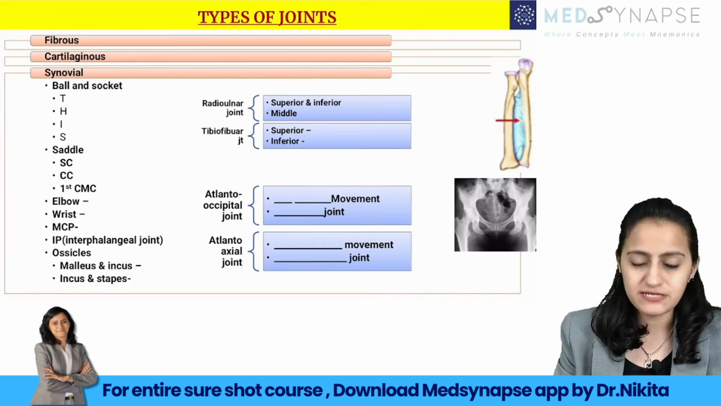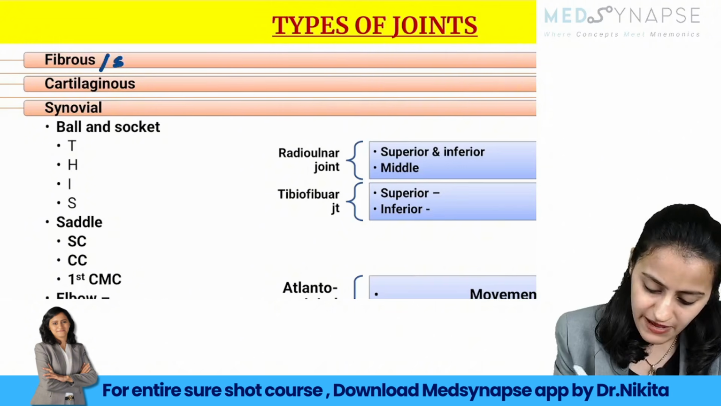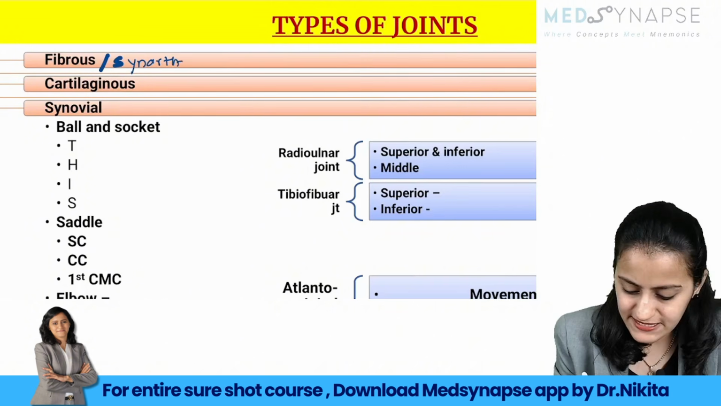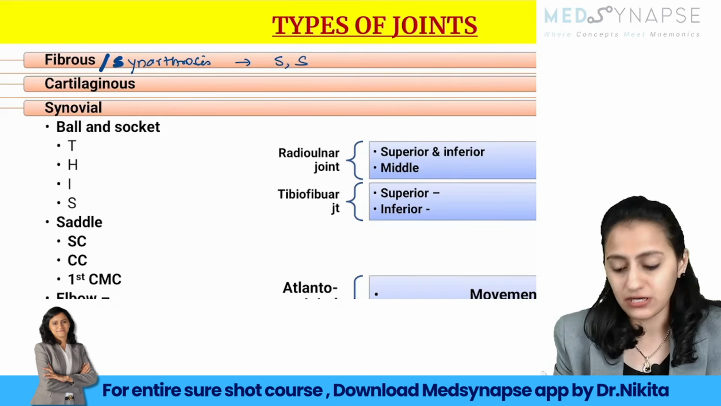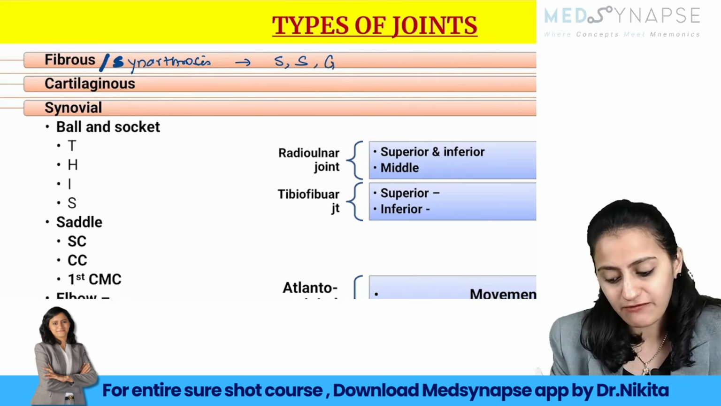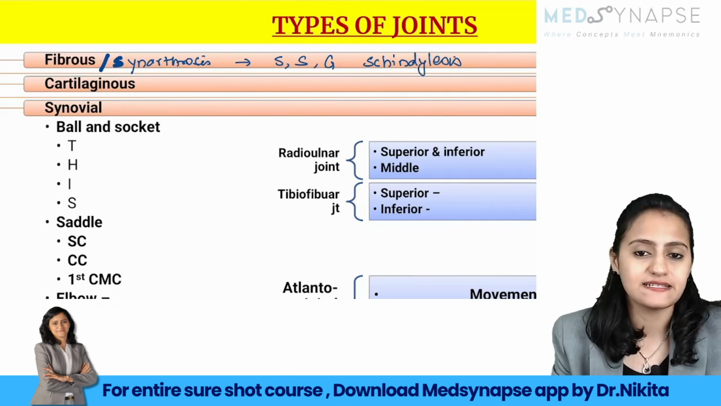So we have fibrous joints, cartilaginous joints and the synovial joints. Fibrous joints are also called synarthrosis. We have sutures, we have syndesmosis and we have gomphosis. The special type here is the Schindylesis.